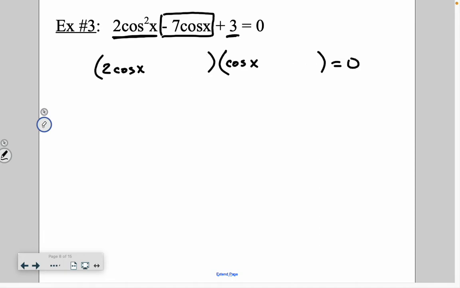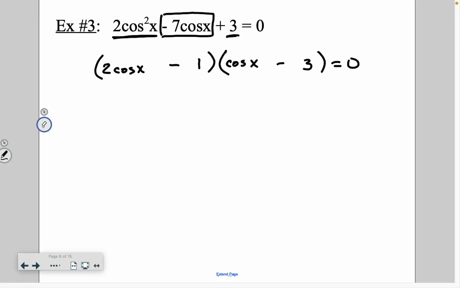So let's flip. Let's put the 1 here and put the 3 there, and then recheck the inside and the outside. 1 cosine. Outside gives you 6. You need a total of negative 7. What do the signs have to be? Negative and a negative. There it is. It is factored. Same 3 steps every time you factor a trinomial. Factors of a first term. Factors of the last term. Check the inside and the outside to get the middle term. Okay? Now, we factored, we have not yet solved.